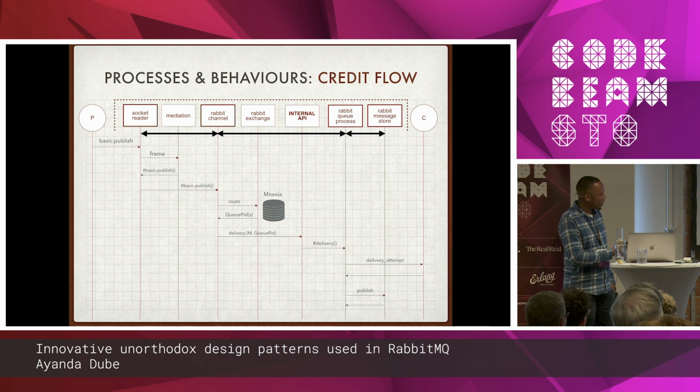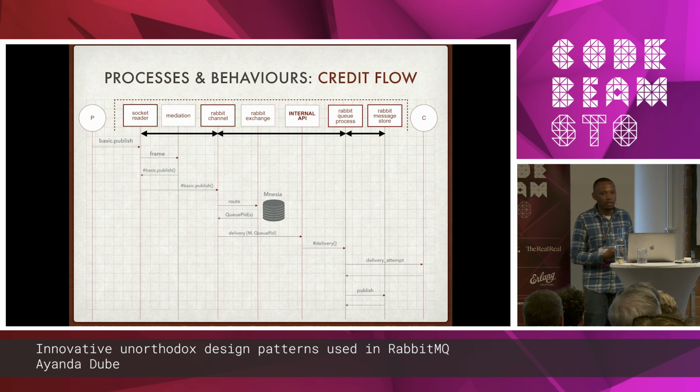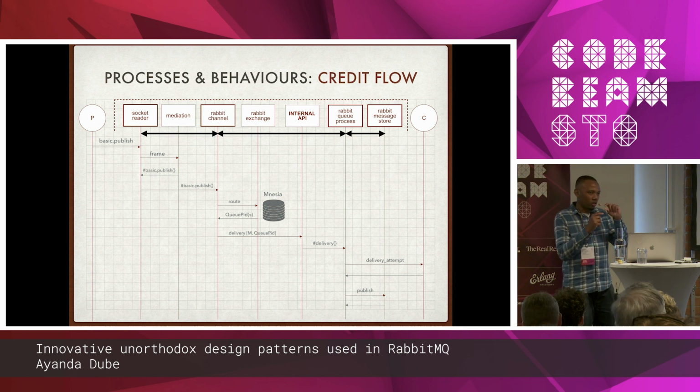So that's credit flow. And if you look at the Rabbit implementation, that is heavily used between the socket reader and the channel, and the queue process, and the queue process and the message store. So if the message store, for example, was overwhelmed and decided to block the queue process, this eventually would block the channel and this will block the socket reader, and eventually the publishing clients will be blocked, right? So you'd see the connection state will be in flow control and blocked. Yep. So that's where it's used.